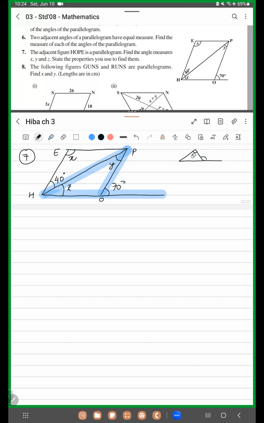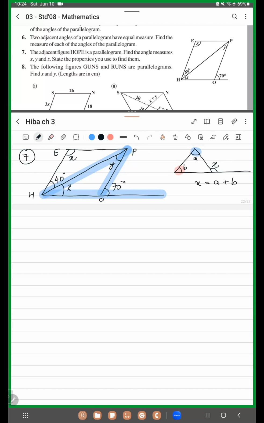No. Hiba, we discussed it previously in one of our classes. It has to do with the linear pair, but see, the exterior angle, let's call this X, is equal to the sum of the interior opposite angles. Remember? So X is equal to A plus B.